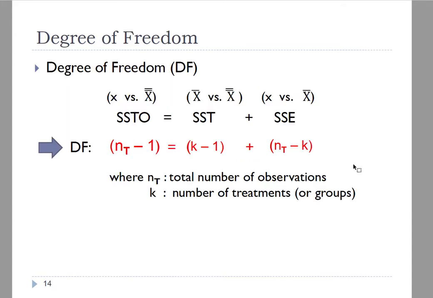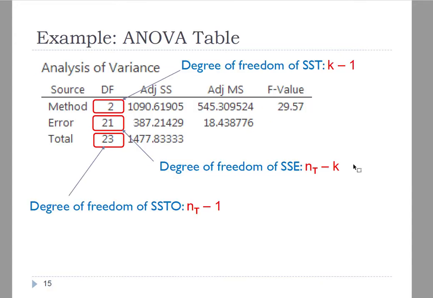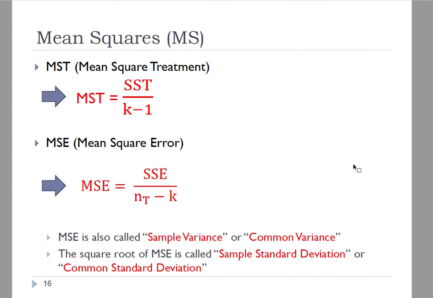All right, and we also look at degrees of freedom as well, and you should be familiar with this, especially with the t-test that you were doing previously. And here's an example of it in an ANOVA table. Okay, and we also look at mean squares. Mean squares treatment, mean squares error. These are your handy dandy formulas. MSE is also called sample variance or common variance, and the square root of the mean square error is called the sample standard deviation or common standard deviation.